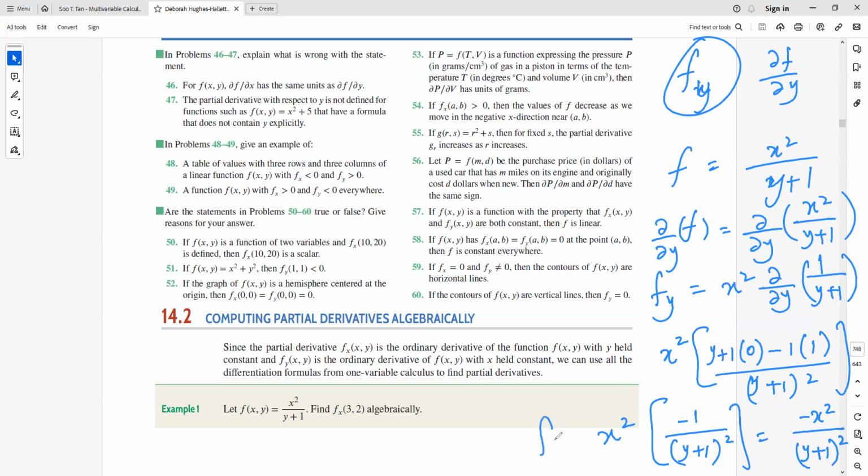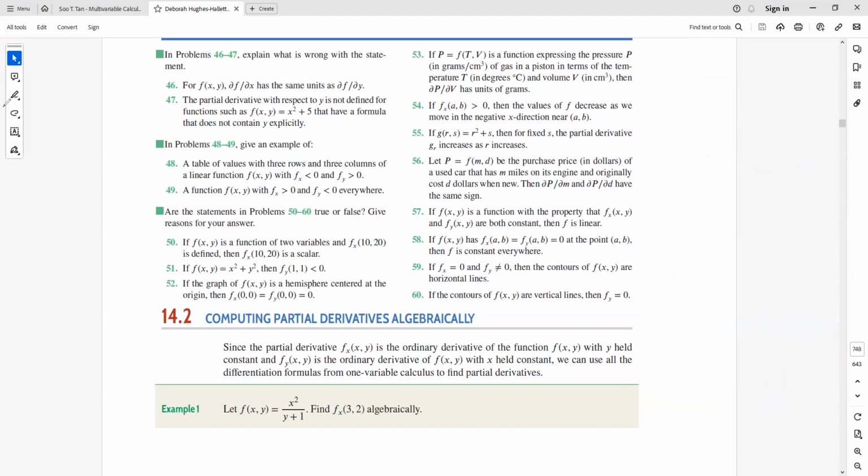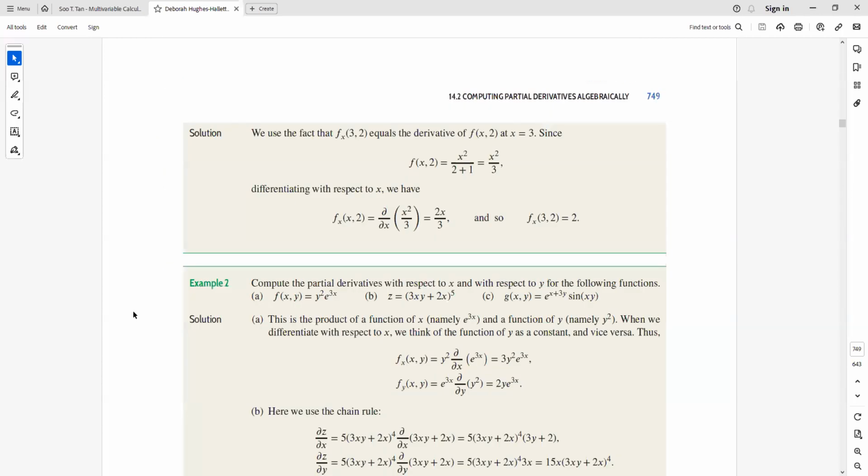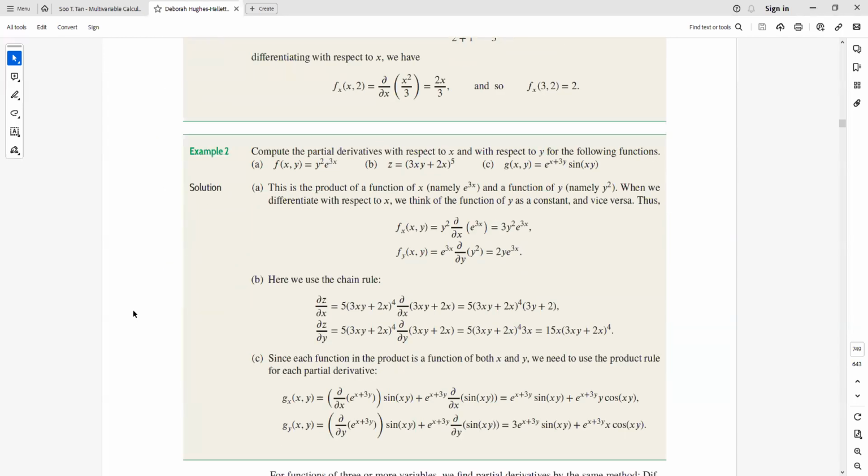This is the partial of f with respect to y. So this is how we evaluate the partial derivatives of the functions. Now let's see some more examples. Let's say we have this function here. Now it's a function of x and y.